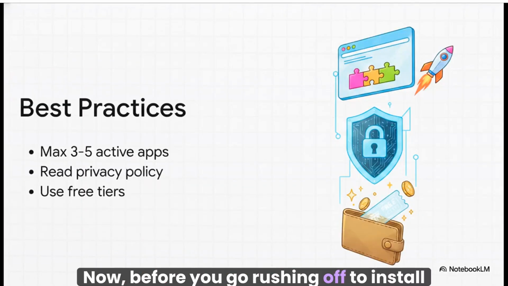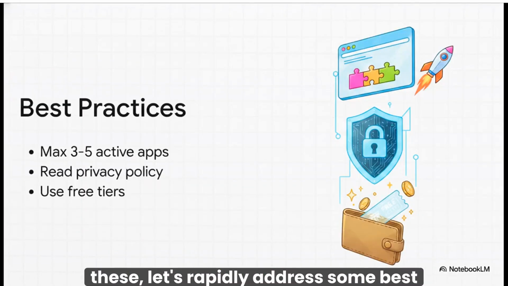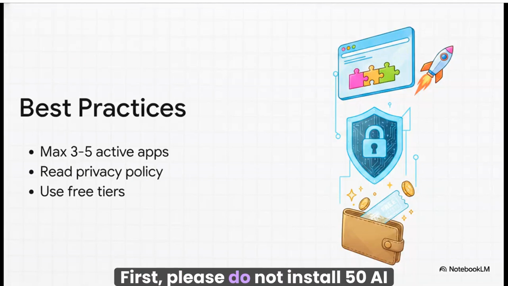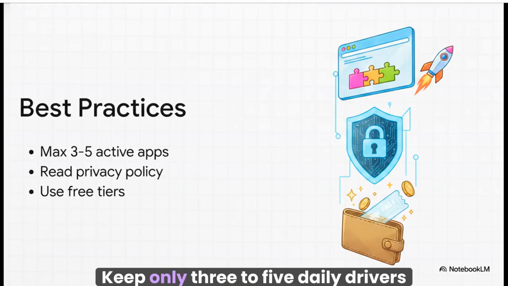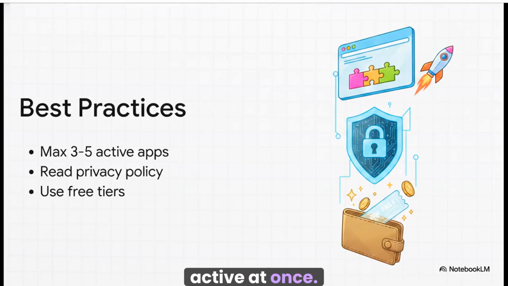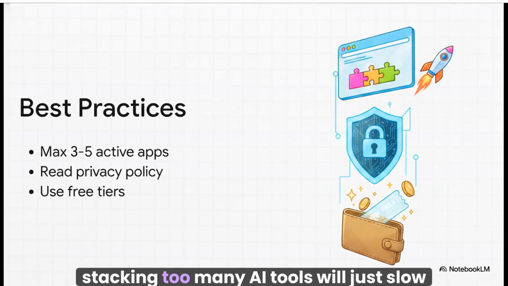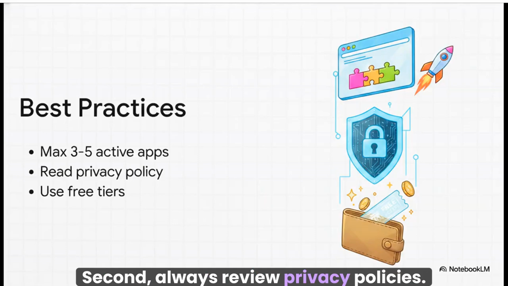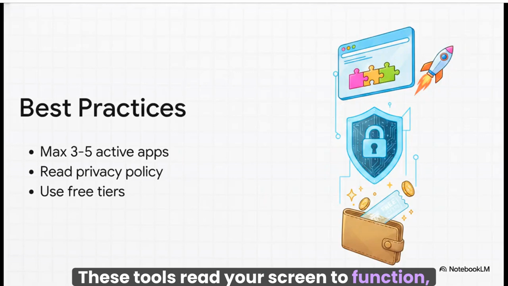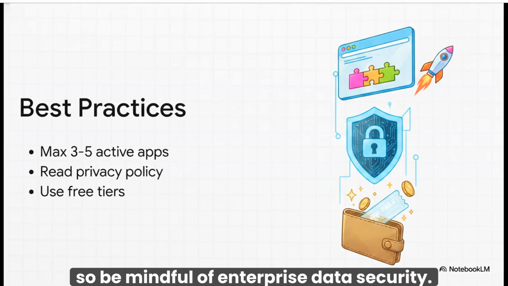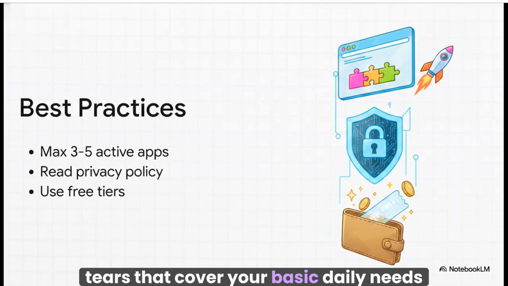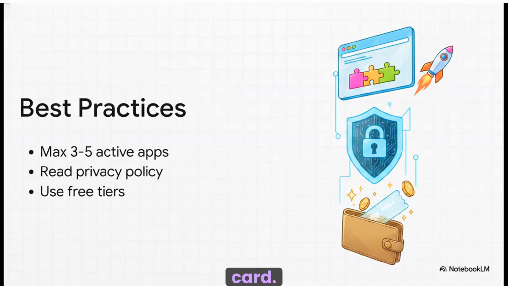Now, before you go rushing off to install these, let's rapidly address some crucial best practices and FAQs highlighted in our source material. First, please do not install 50 AI extensions. Keep only 3 to 5 daily drivers active at once. Chrome is already a memory hog, and stacking too many AI tools will just slow your browser to an absolute crawl. Second, always review privacy policies. These tools read your screen to function, so be mindful of enterprise data security. And finally, utilize the freemium tiers. Most of these tools, like Perplexity and Bardeen, have incredibly generous free tiers that cover your basic daily needs way before you ever need to pull out a credit card.